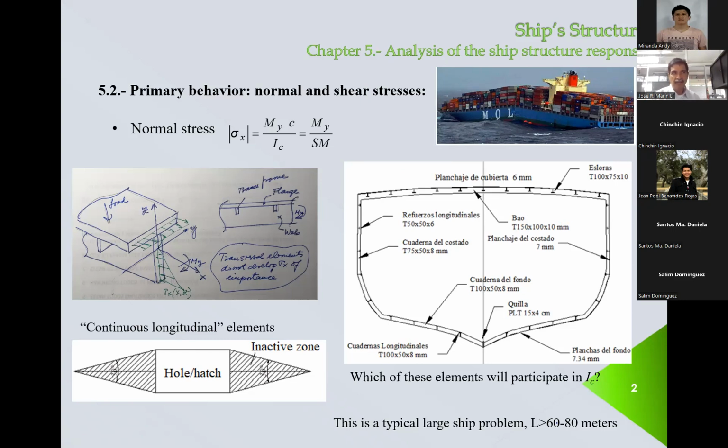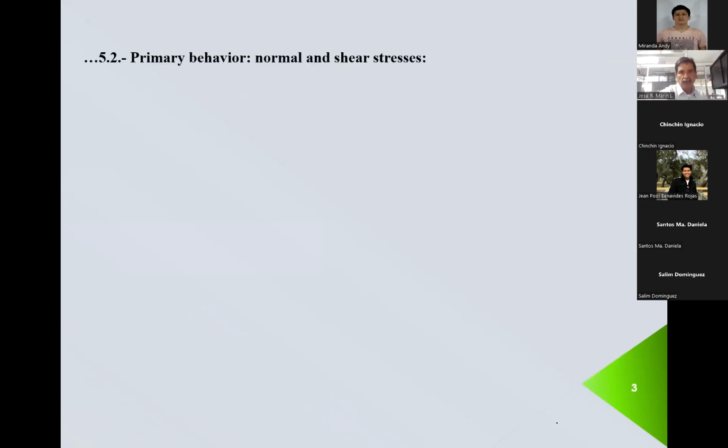I don't know if we will have time. I can show you some results, for example, for a 40 meter long fishing vessel. The results were that the primary stresses were about 15, 20% of the maximum allowable values. Very small. But in general, it's a good idea to know these things. Now, let's go on.